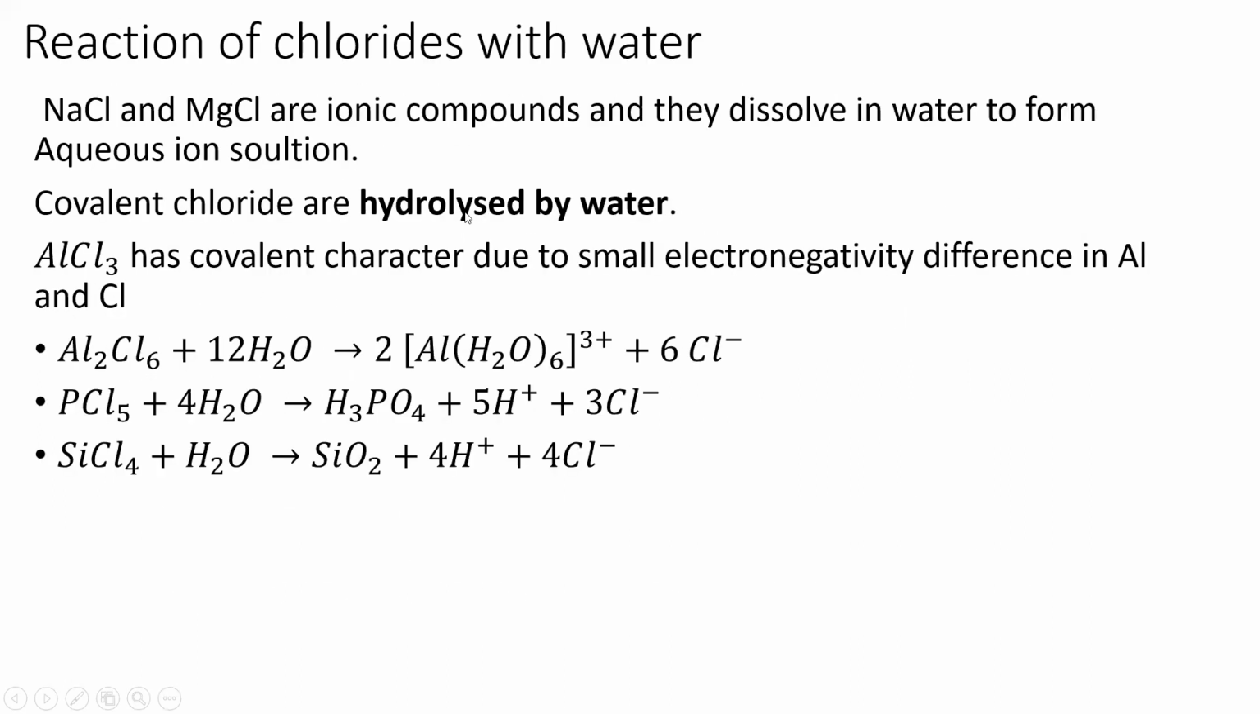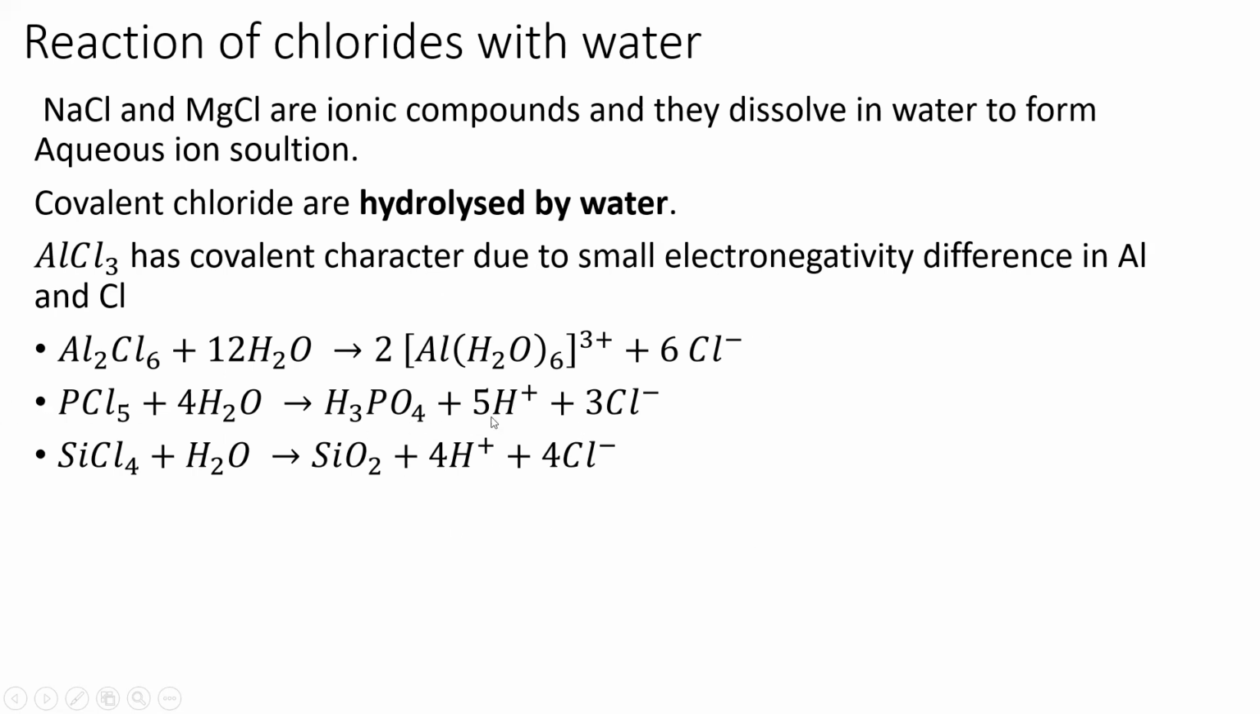And AlCl3 has covalent character due to small electronegativity difference between aluminum and chloride. We'll get back to that. You can look back to the chemical bonding videos to get a better reference of that. But basically, these are the reactions. You have to memorize these. I know it's a bit difficult, but I don't have any form of mnemonic or technique to memorize this. This one makes sense to me.